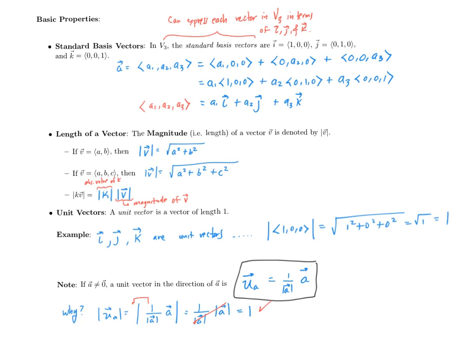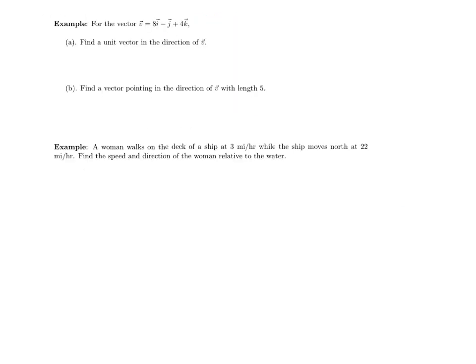So let's look at one more example dealing with unit vectors and magnitudes. If we were in class discussing vectors, this is usually a topic I'd spend about a full 50-minute period on. Towards the end, I'd ask you all to spend a few minutes working on an example. So for this vector v equals 8i minus j plus 4k, pause the video, take a few minutes, determine a unit vector in the direction of v, and then go beyond that to find a vector in the direction of v, but with length 5.